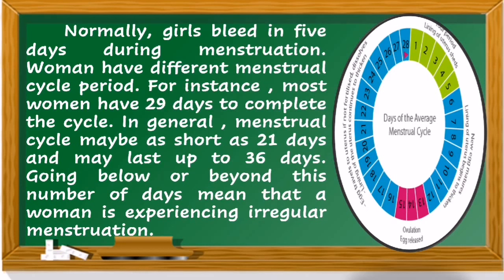Normally, girls bleed in 5 days during menstruation. Women have different menstrual cycle periods. For instance, most women have 29 days to complete the cycle. In general, menstrual cycle may be as short as 21 days and may last up to 36 days. Going below or beyond this number of days means that a woman is experiencing irregular menstruation. Here's another example of the days of an average menstrual cycle.